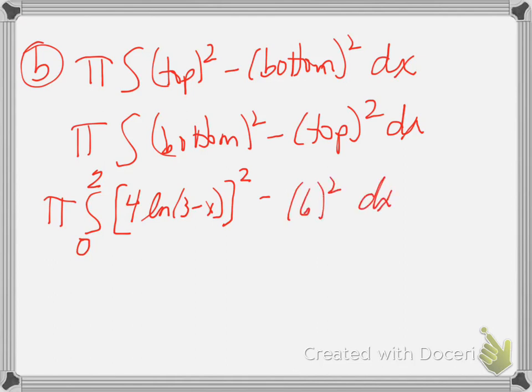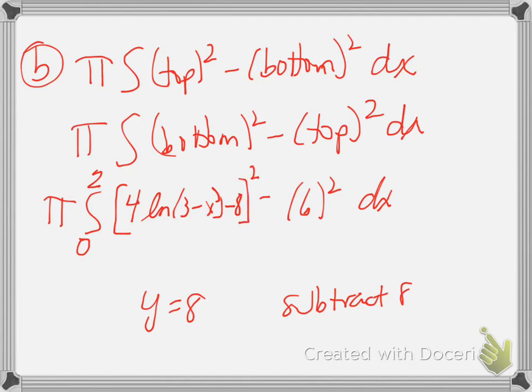But we're forgetting one little thing, because it's going around the line y equals 8. So in another video I had made, I had said that if it's going around a line other than the axes, you have to get it back to the axes. So how would you get 8 back to the axes? You would have to subtract 8. So where are we going to put that? Inside here. So it's going to be that function, and then minus 8 squared. And then we're going to do the same thing over here. So it's going to be 6 minus 8 squared.